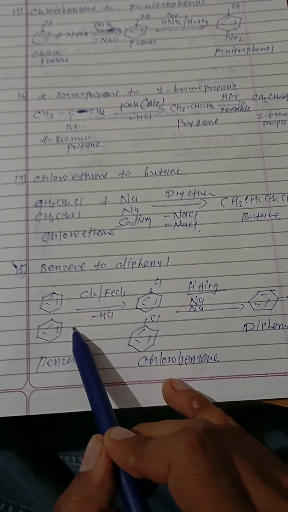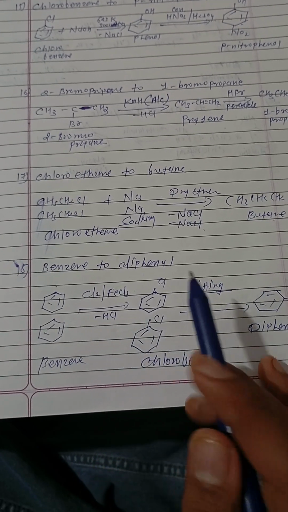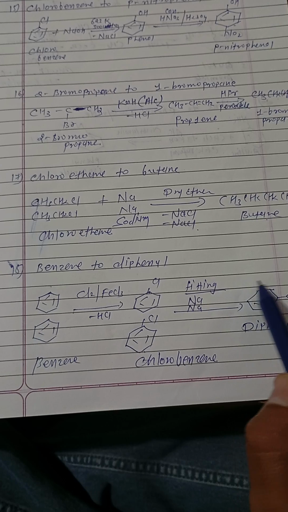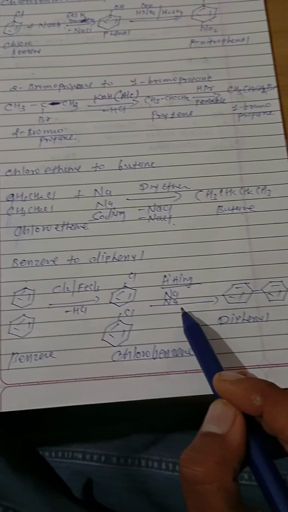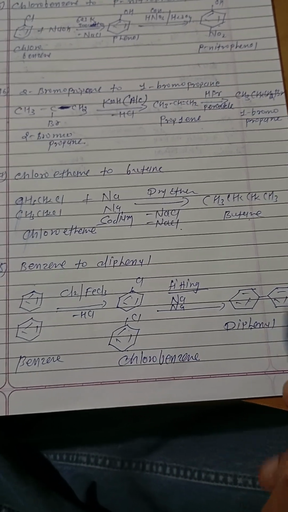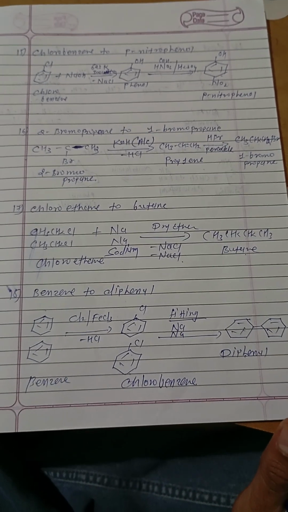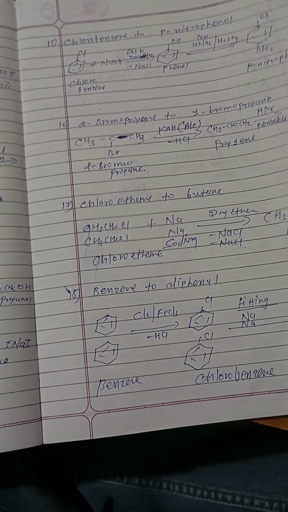Benzene to diphenyl. We have 2 mole of benzene. When it reacts with the Cl2, first it forms chlorobenzene. Chlorination reaction happens. Then the Fittig reaction happens on it. Both chlorines take both sodium metal, will remove 2 mole of NaCl, and both aryl rings join together, will form diphenyl as the final product. So this one is the 18th conversion.